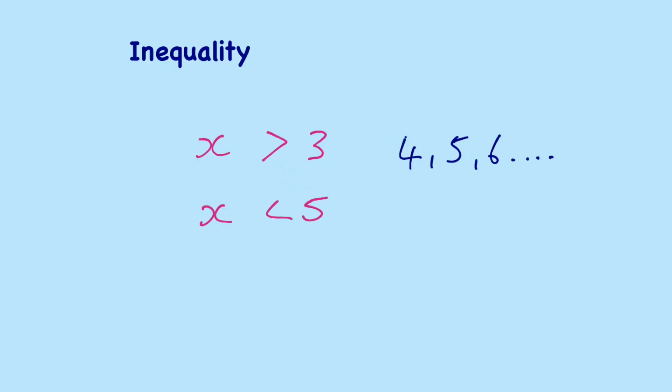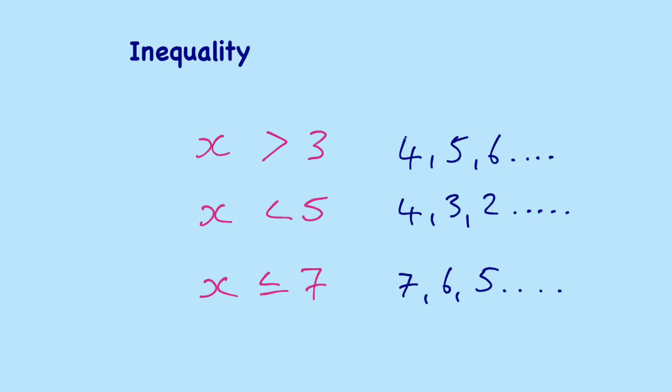For this one, x is less than 5. You could have the values of 4, 3, 2, etc. Again, the x value has to be less than 5, so it can't be equal to 5. However, in this inequality, you've got x is less than or equal to 7. Therefore, the values of x less than 7 or equal will include the 7, 6, 5, etc.